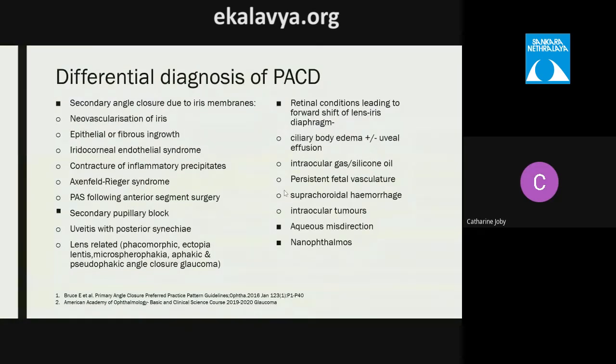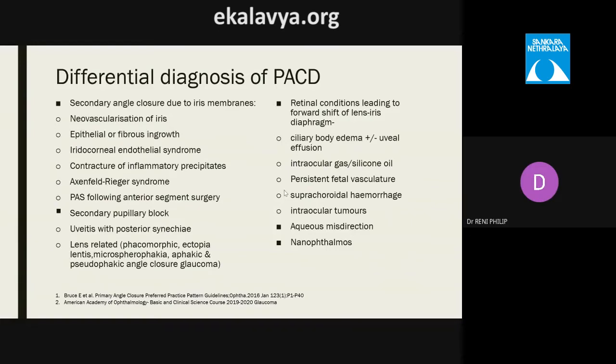Various retinal conditions leading to forward shift of the lens-iris diaphragm, which include ciliary body edema with or without uveal effusion, intraocular gas or silicone oil, persistent fetal vasculature, suprachoroidal hemorrhage, intraocular tumors, etc. And aqueous misdirection and nanophthalmos are also other differentials.